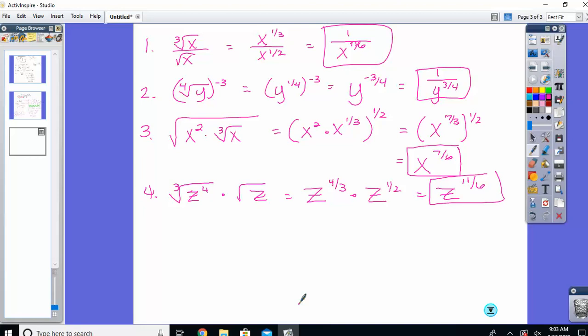There'll be a section like that on the test. Is there a way to check those? You could plug in a number, like say x is 3, and use your calculator, plug a 3 into this, plug a 3 into that, and see if you get the same answer out. I would try to avoid putting in 2s if you could, but 3s would be good. Any other questions there?